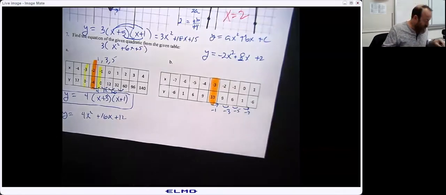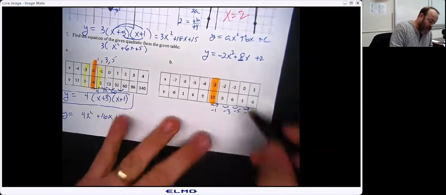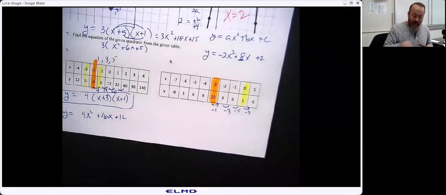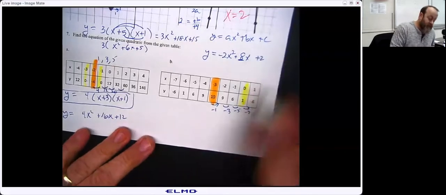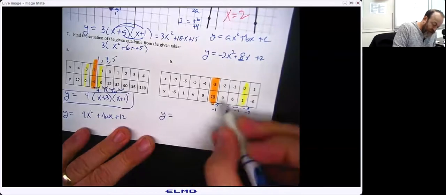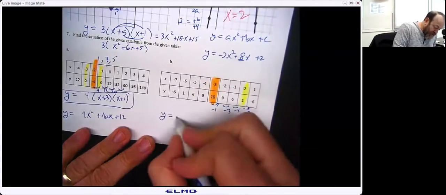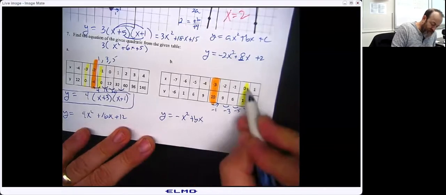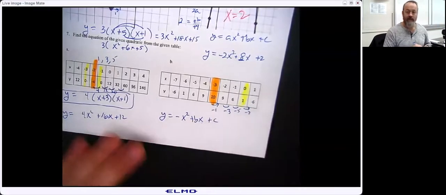I can also see right here a pretty significant value: when I plug in 0, I get 1, and that's my C value. So kind of similar to this problem up here, I know that A is -1. I'm not sure what B is yet, but I can tell that C is +1.